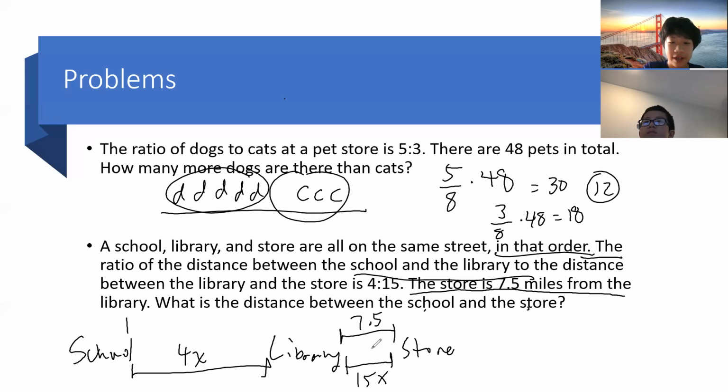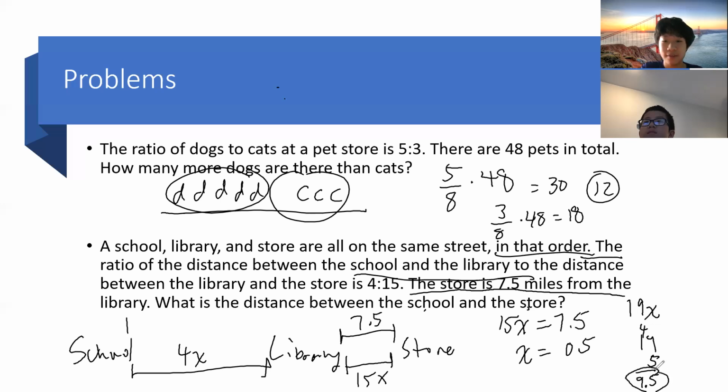Since we have 4x and 15x here, we can see that 15x is 7.5. So this means that x is going to be 0.3. No, not 0.3, 0.5, my bad. So x is 0.5. We want to find the whole distance here, which is 4x plus 15x. We want to find 19x. So what is 19 times 0.5? Well, that's pretty simple. We can just do some multiplication here. 95, remember to add that decimal, 9.5 miles.